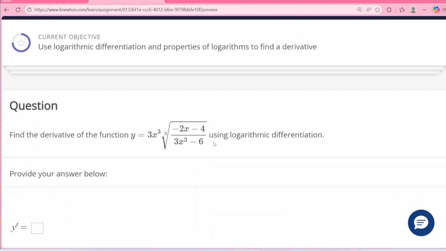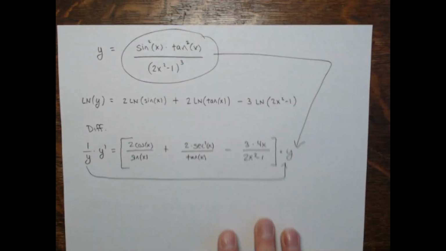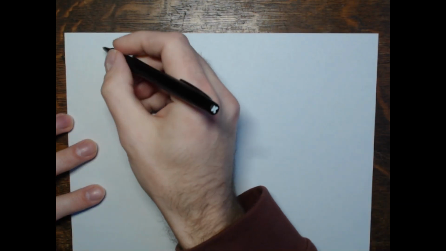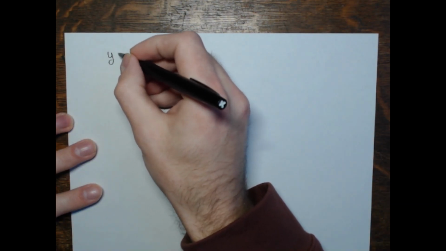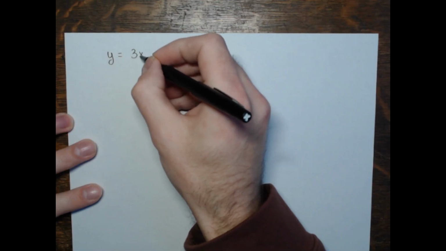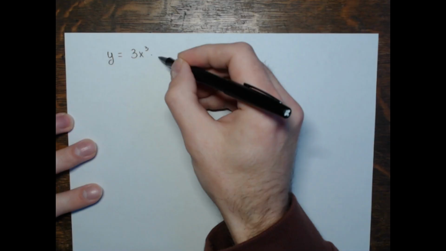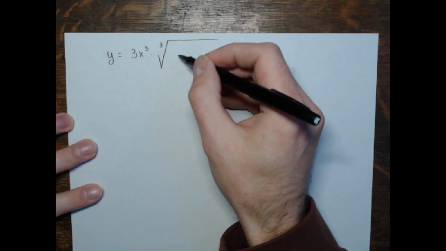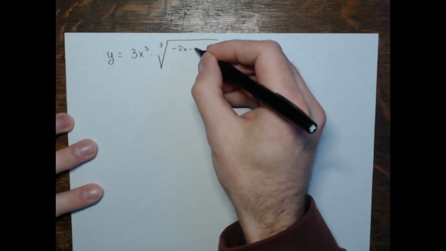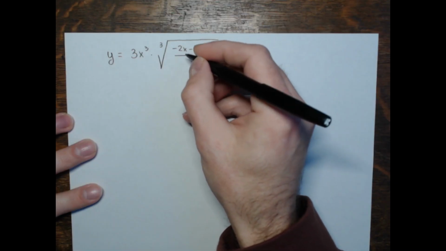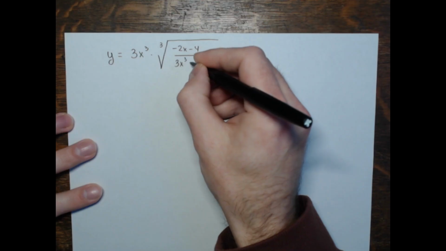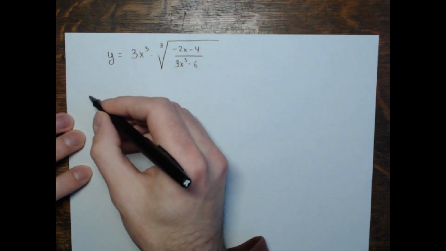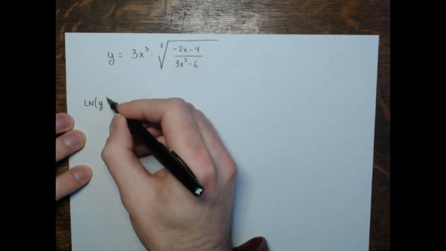So again, using properties of logs to rewrite this thing, pretty similar to a question we had earlier too. A big cube root again. All right, so the original is y equals 3x cubed times a big cube root, and inside that cube root is some fraction, negative 2x minus 4 in the numerator and 3x cubed minus 6 in the denominator. So once again, take the log of both sides.